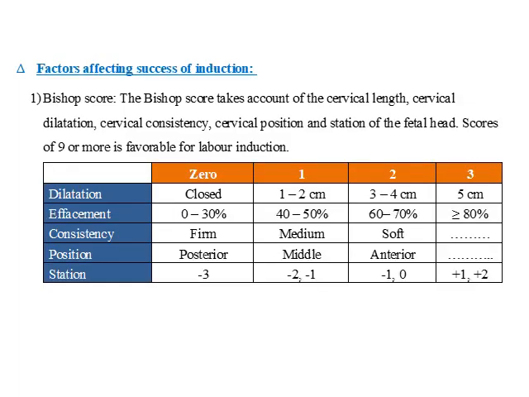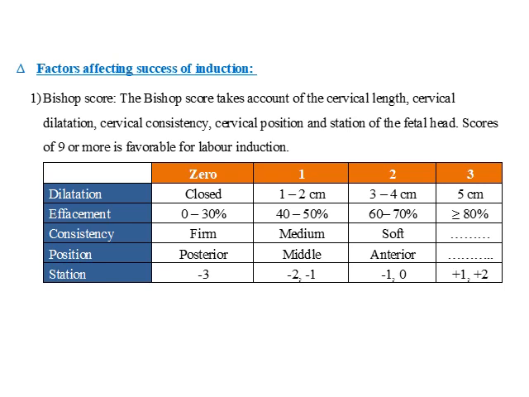Factors affecting success of induction. Bishop score. The Bishop score takes account of the cervical length, cervical dilatation, cervical consistency, cervical position, and the station of the fetal head. A score of 9 or more is favorable for labor induction. See the table.